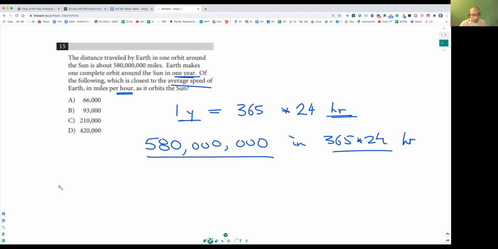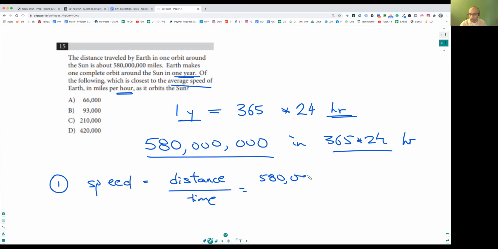So now we come to the first very important formula. Speed is equal to distance over time. Okay, speed is equal to distance over time, right? And then you're just going to take this distance over here, 580,000, and this guy divided by this amount of time.